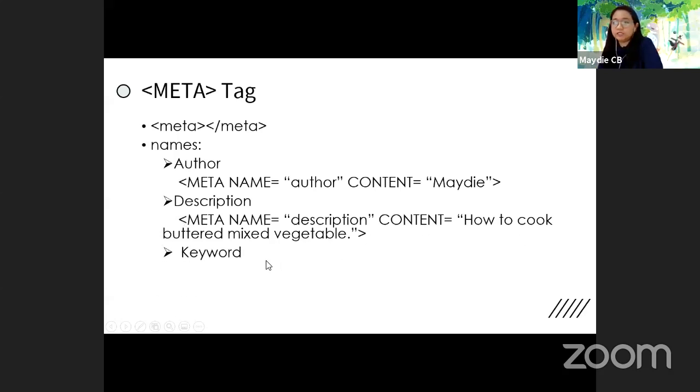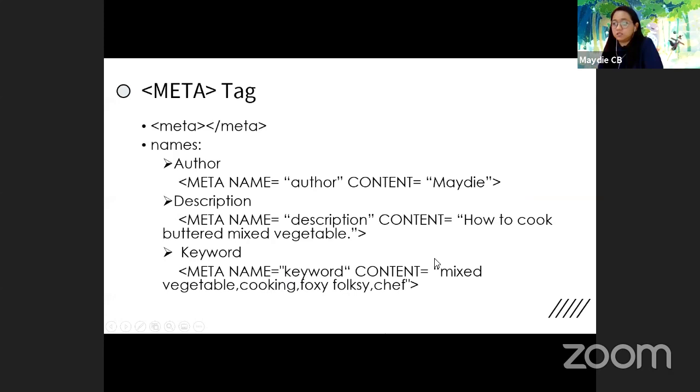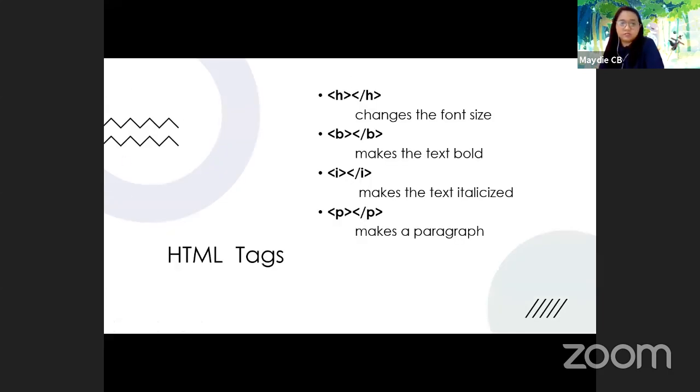And then the keyword tag. In the keyword meta tag, you can write various or multiple keywords. For example, here: mixed vegetable, cooking, foxy, or chef. So basically, meta tags help search engines index the web page.